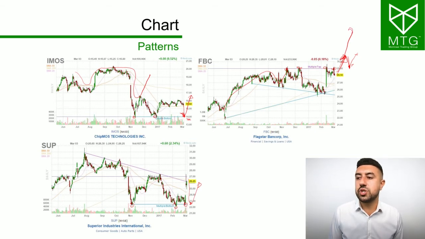But sometimes there are false breakouts and then it comes back down. So if you wait for the reversal and then it going back up, then you at least miss the fake breakouts that might occur. Okay?